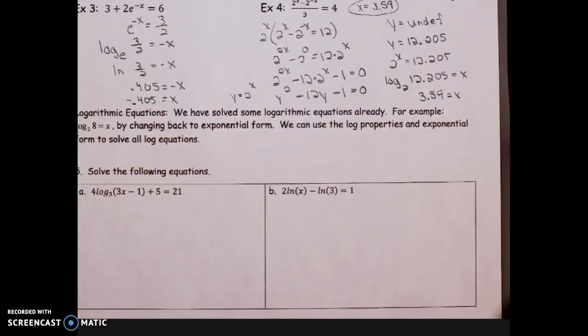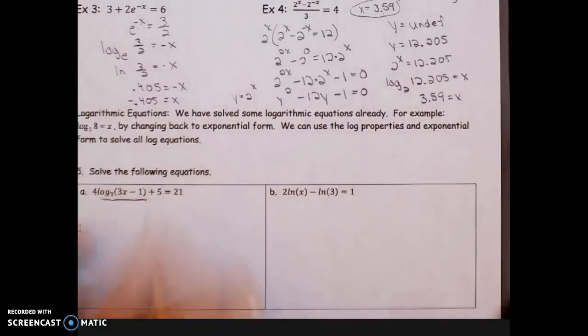Second part, we're looking at what happens if we have log equations. So kind of the same format as what we did above. We got it simplified and then we flipped it to the opposing form. I'm going to do the same thing here. In other words, it's in log form. I'm eventually going to isolate that log and then flip it to exponential form.